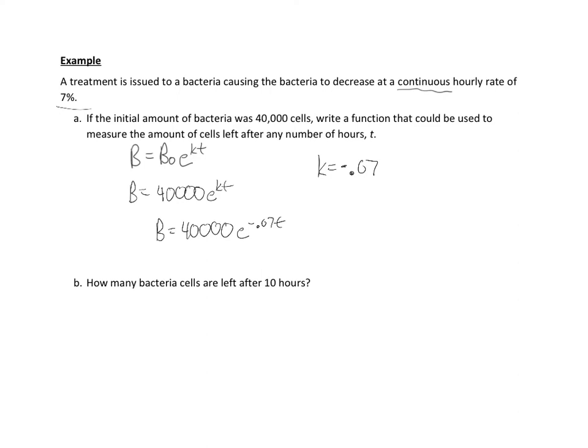So now we've got a model, and we can tell for any number of hours, because remember, we're using an hourly rate. For any number of hours, how many bacteria would be left? So if we want to know how many are left after 10 hours, B equals 40,000 e to the negative 0.07 times 10. And using our calculator, that comes out to 19,863. And I'm going to round to the nearest bacteria cells.